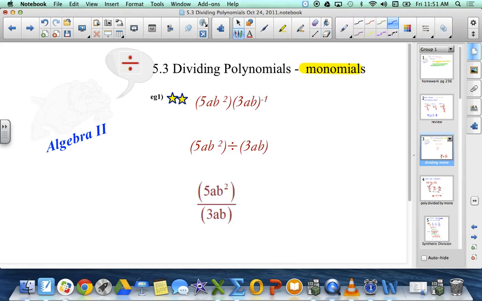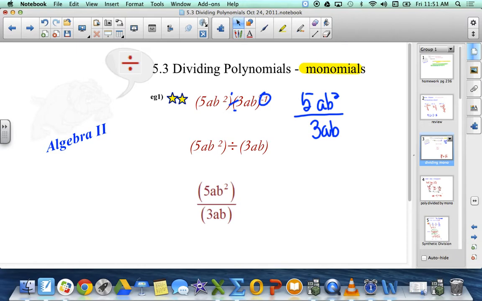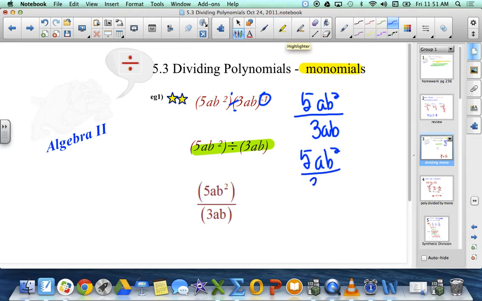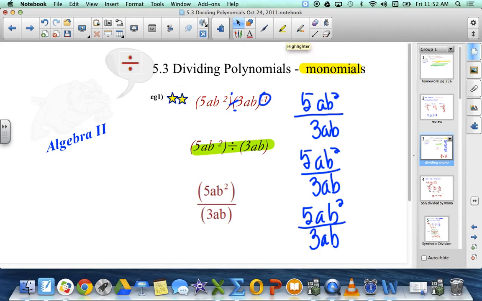You know that this little negative 1 means divided by, so this is really 5ab squared divided by 3ab. Then of course we have a division sign here, so this is 5ab squared divided by 3ab. And then of course we have a fraction bar, which means divided by. So these are all the exact same problem, they're just written differently.